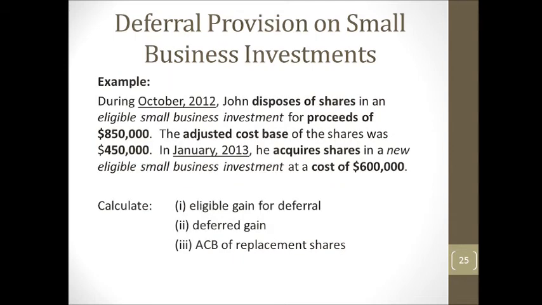On the next slide now, here is an exercise that we'll work through to help better understand these deferral rules on small business investments. Read through the example and work on answering the 3 questions at the bottom of the slide. Calculate the gain on the qualifying disposition, then apply the formula to determine the permitted deferral, and finally calculate the adjusted cost base on the new replacement shares. So pause the lecture now to work through this exercise.